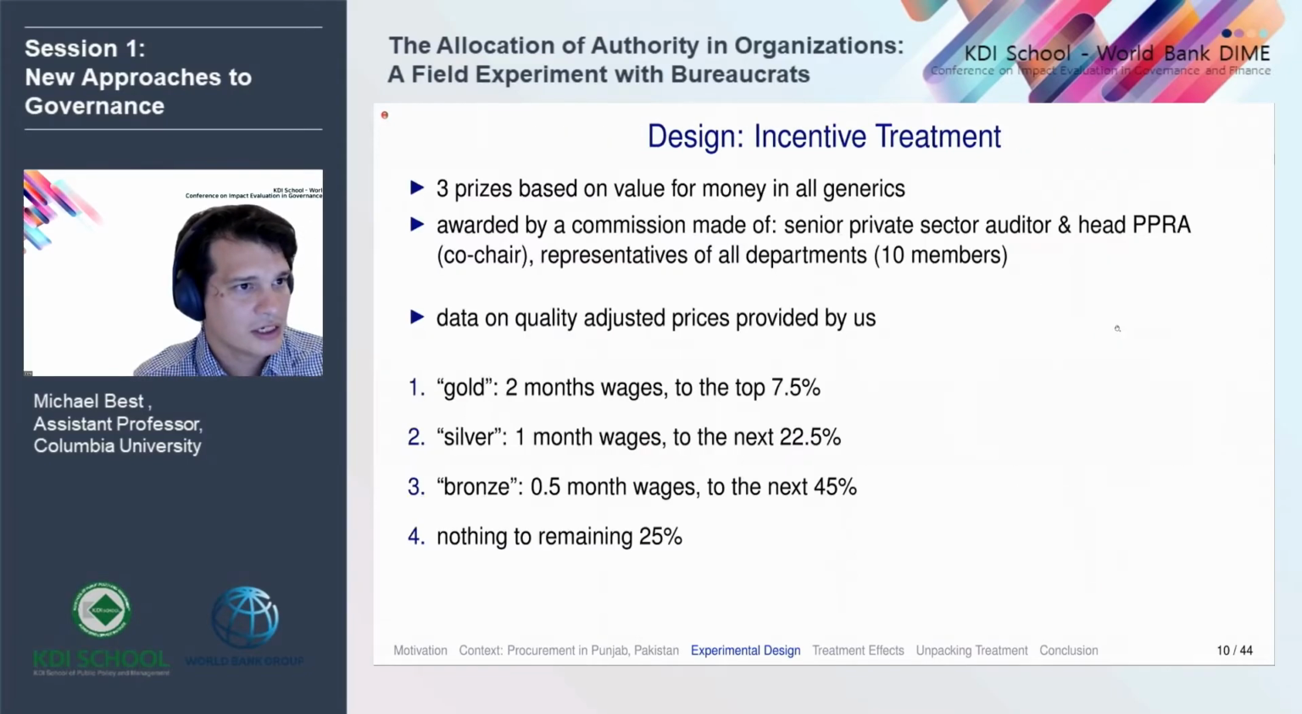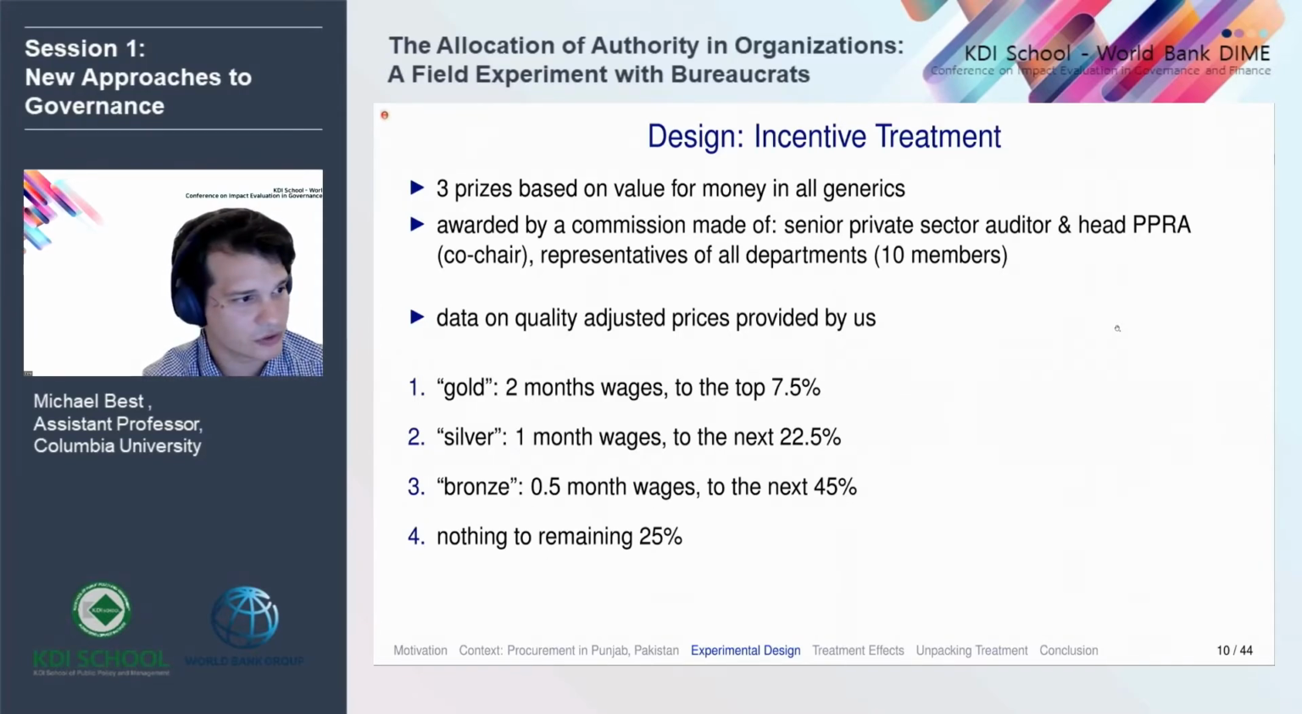Okay. So then the second treatment was this incentive treatment. There, we're going to pay people cash bonuses for performing better in public procurement. We set up a committee that we called the Performance Monitoring Committee. That committee was in charge of ranking all of the procurement officers according to performance. So we provided this seed data on the quality-adjusted prices that people were able to achieve. And that ranked people into these 4 buckets.